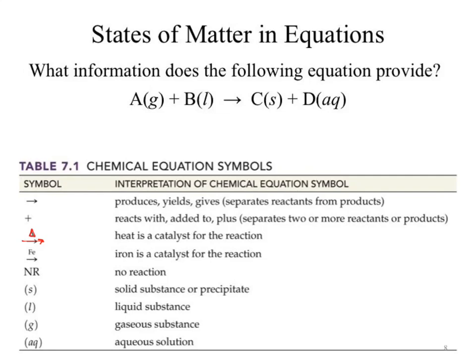Okay. Next one, you see a little Fe over the arrow. What is Fe? Iron. What is iron representing in this case? Same thing as heat. We are adding iron just like we added heat to our reaction. Why is the iron not written in the reaction and instead written above the arrow?